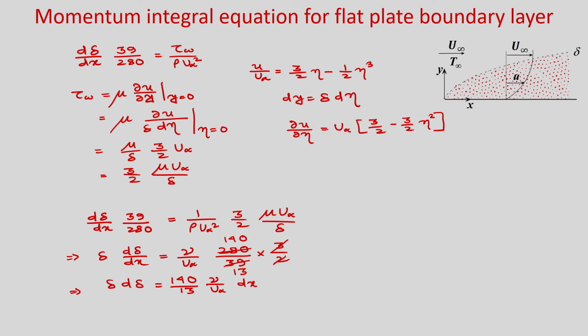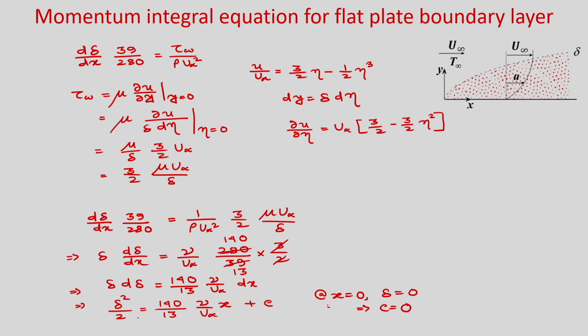So, that means delta is 0. So, if you integrate it, you will get delta square by 2 is equal to 140 by 13 nu by u infinity x plus some constant, c. Now, you put at x is equal to 0, delta is 0, right. That means it will give c is equal to 0.